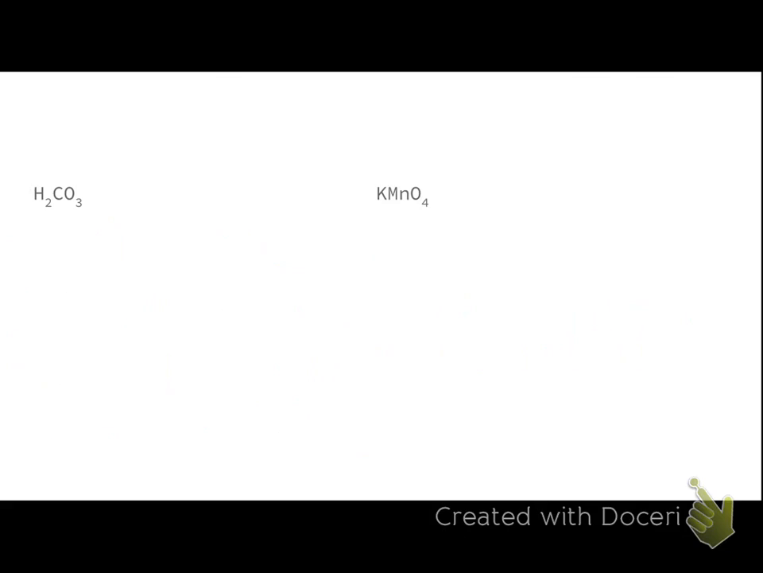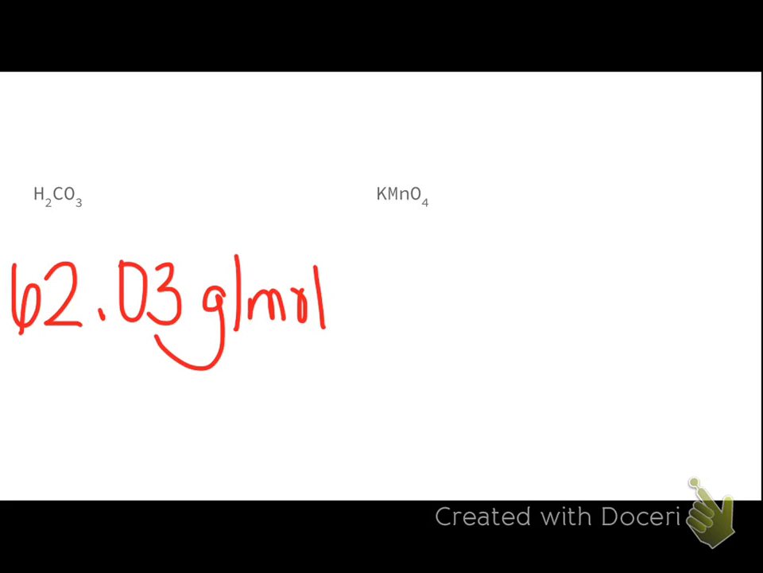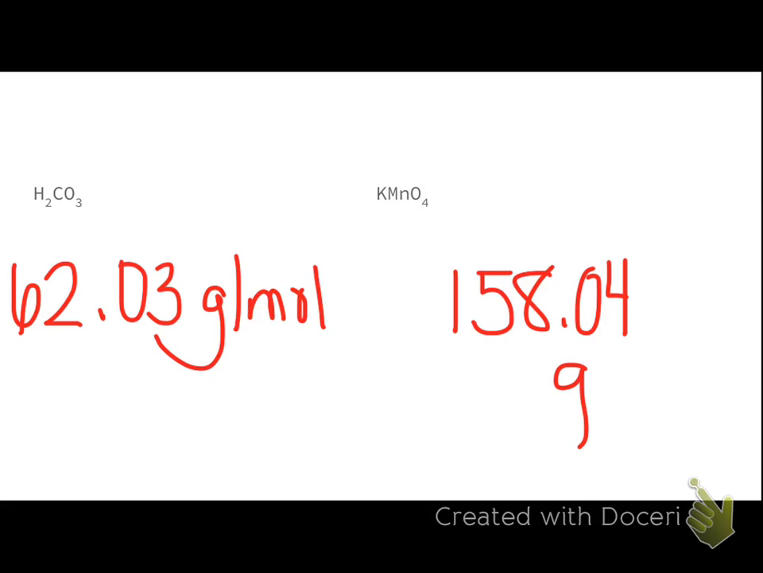All right, I'm going to give you two more. I want you to try this. You're going to try carbonic acid and potassium permanganate. Take your time, write everything out, pause it, come back, we'll check your answers. All right, for carbonic acid, you should have got 62.03 grams per mole. And for potassium permanganate, 158.04 grams per mole. And that is it.